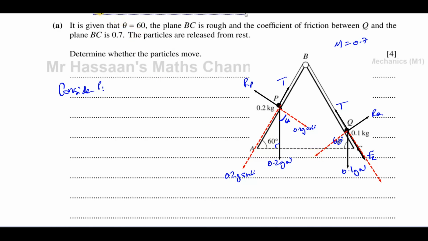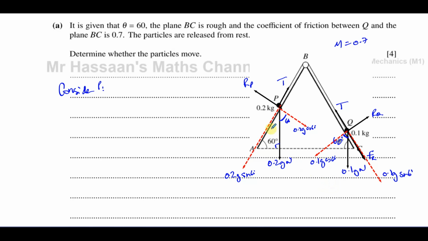Now this angle here is going to be 60 degrees as well, as is that. The angle between the weight and the line of the reaction force is 60 degrees as well. So therefore this is going to be going away from the angle. It's going to be 0.1 times G times sine of 60. And this is 0.1 times G cosine of 60.